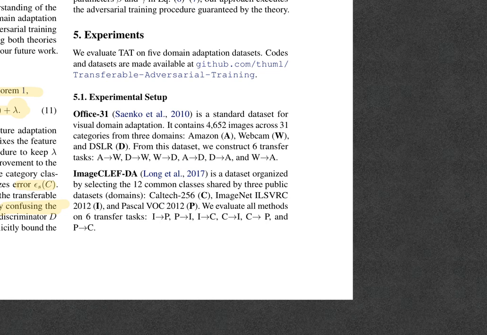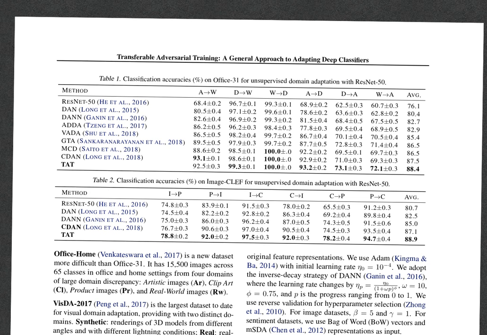Now let's go over the experimental setup, their actual results, and the tasks that they ran this framework on. The first one is the Office 31 for visual domain adaptation, 4,652 images across 31 categories from Amazon, webcam, and DSLR. They constructed 6 transfer tasks using these 3 domains, A to W, D to W, W to D, all the way to the end. They used ImageCLEF-DA, a dataset organized by selecting 12 common classes shared by 3 public datasets. Again, they basically picked datasets like this. Feel free to read the paper for more details. We can see that the results on these 2 are pretty superior to the previous approaches.